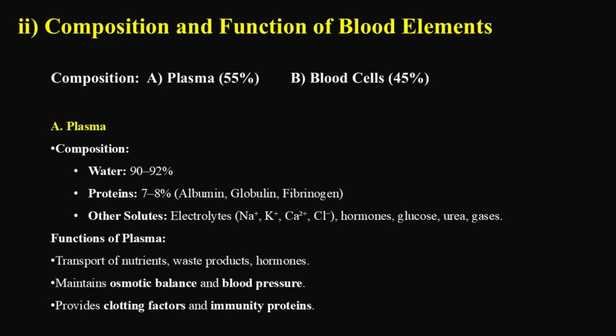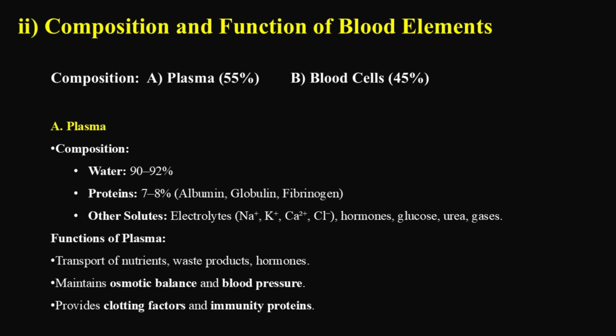Composition and function of blood elements. Blood is composed of A. Plasma, which makes up 55%, and B. Blood cells, which make up 45%. Focusing on plasma, the composition includes water, 90 to 92%, proteins, 7 to 8%, including albumin, globulin, and fibrinogen. Other solutes are electrolytes, such as sodium, potassium, calcium ions, and chloride ions, along with hormones, glucose, urea, and gases.